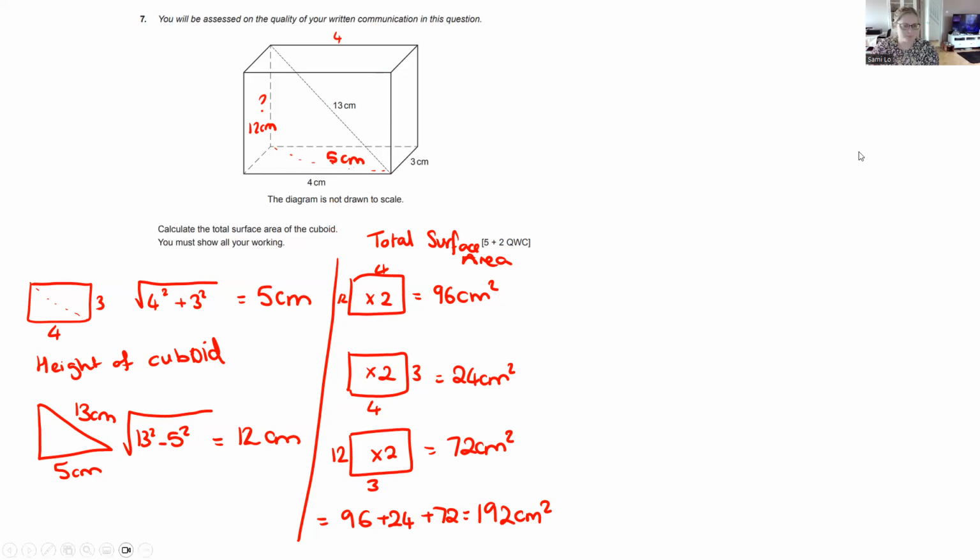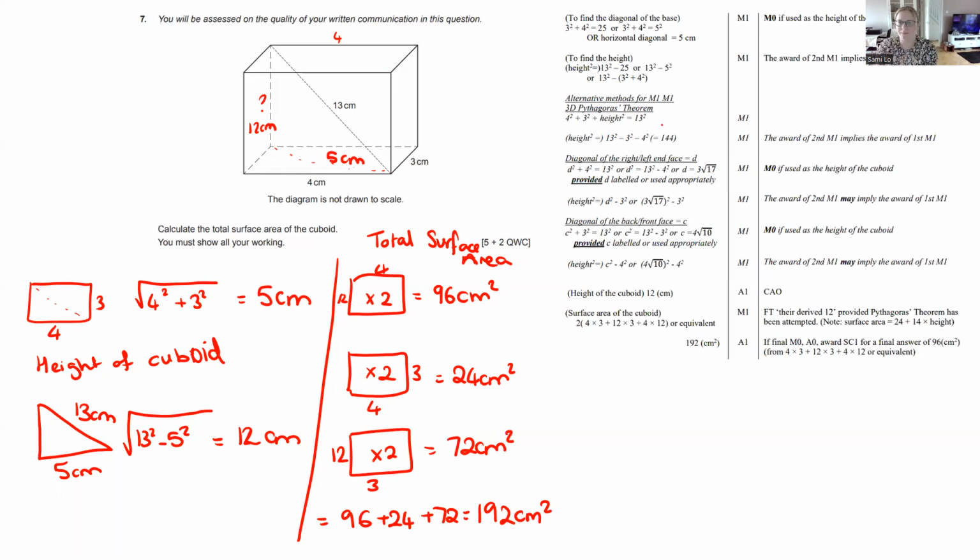So, mark scheme. It seems quite a lot here, doesn't it? We've got 1 mark for finding the horizontal diagonal, which we've done. The next one is to find the height, which we've done. So we did 13 squared take away 25, so that's fine. We got M1 for that. And that's an alternative method, so that's fine, and these are alternative methods again, as long as we got the height of the cuboid. So even though all these marks are here, they're not actually used because this is the alternative.